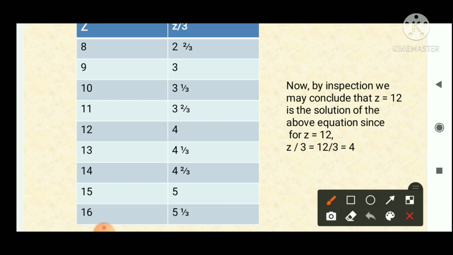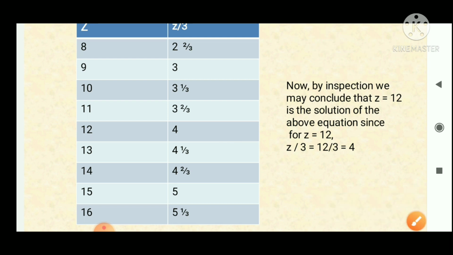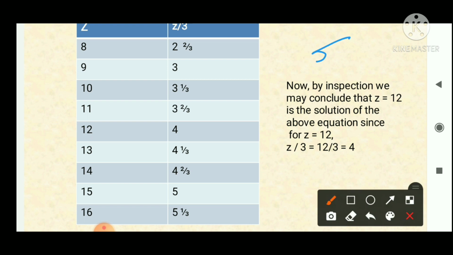Next we take value of z is equal to 13, means we divide 13 by 3. We get 3 fours are 12, quotient 4 and remainder 1. So we write quotient 4 at whole number place, remainder 1 at numerator place and divisor 3 at denominator place. So we get 4 1 upon 3 as the solution. Now if we take value of z is equal to 14, by dividing 14 by 3 we get 3 fours are 12, 14 minus 12 is equal to 2. So we get quotient 4 at whole number place, remainder 2 at numerator place and denominator 3. So we get 4 2 upon 3.